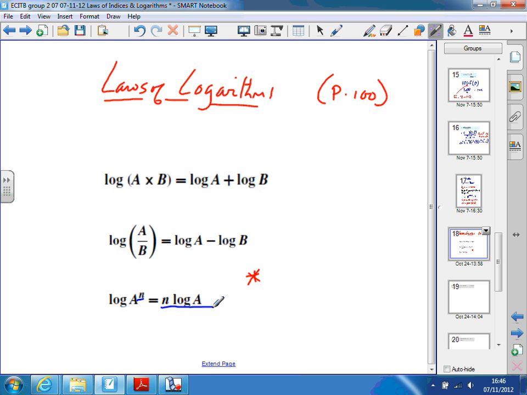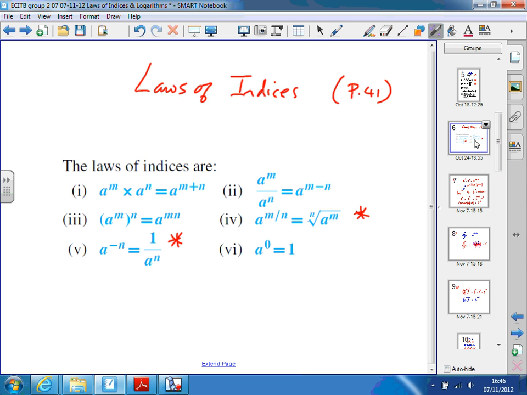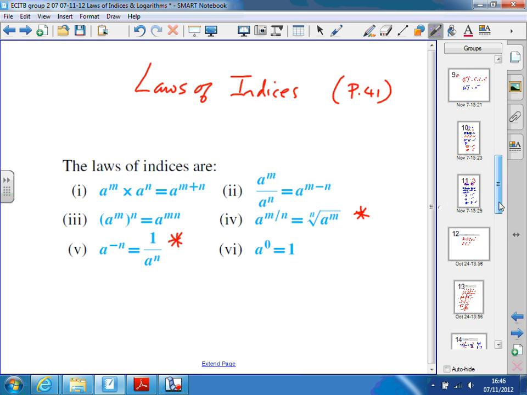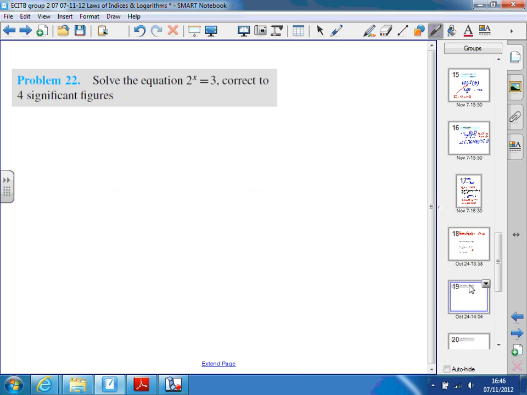And that comes from that third law of indices, which if we think back to it, is here. One power, a to the n, raised to another power, gives us a to the n times n. So we turn one power raised to another power into a multiplication. And that's what the third law of logarithms is saying effectively here. We can turn a power into a multiplication. And that's where it starts to get useful, because it allows us to solve equations where the unknown is in a power. And so I want to look at some examples of those. So when you've made a note of that, let's look at an example.